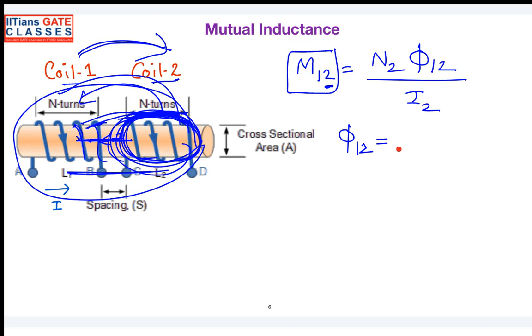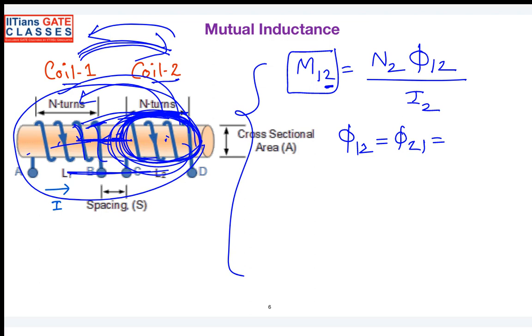That's what I did in the derivation part: if both the coils are nearby and identical, whatever flux comes from 1 to 2 is the same as from 2 to 1. I have generally called it phi. In that case, your M21 is also the same thing: the flux generated in the first one because of coupling from 2 to 1, divided by I1. Understood?